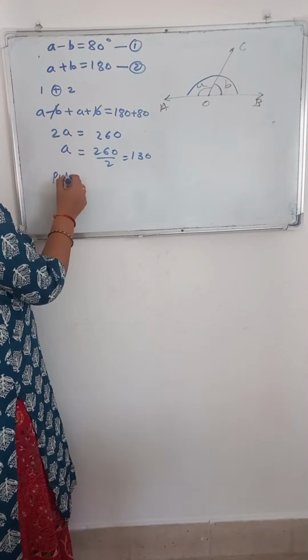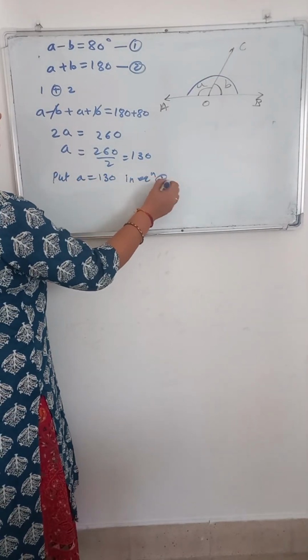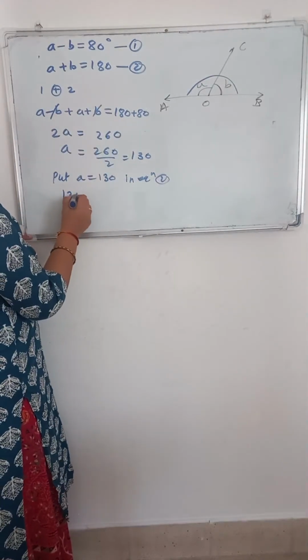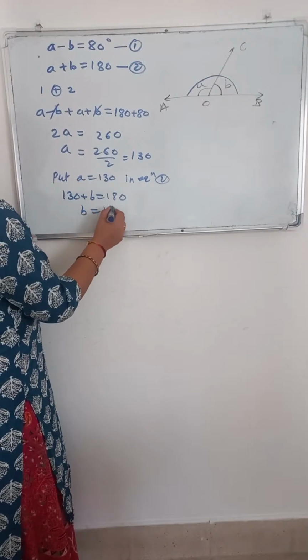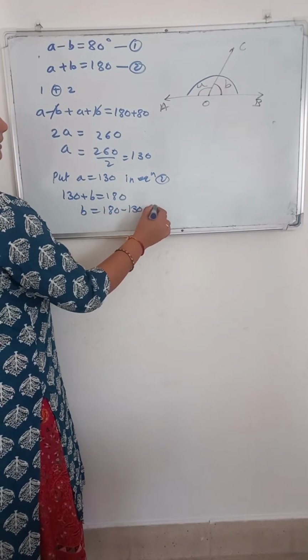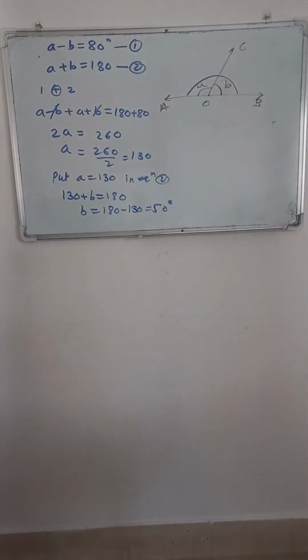So put A is equal to 130 in equation number 2. So A I got here 130 plus B is equal to 180. So B is equal to 180 minus 130 is equal to how much? I will get 50 degrees. Okay, so this is the answer. Simple questions are there. So if you are trying to solve by your own afterwards also, you can easily get it.